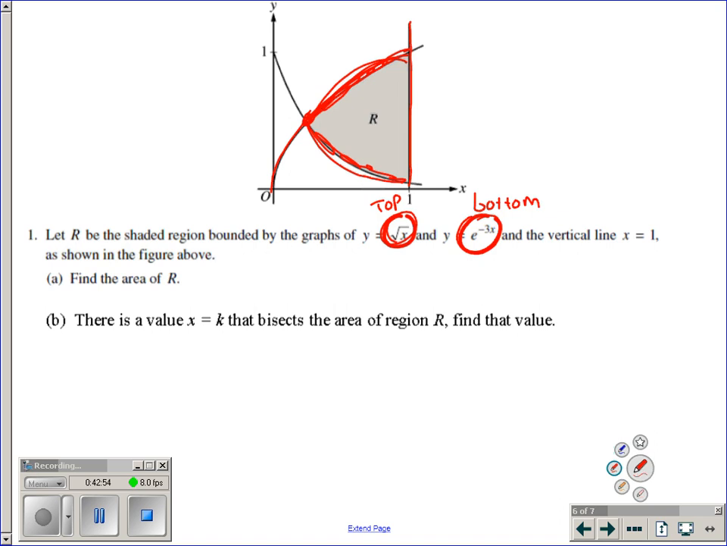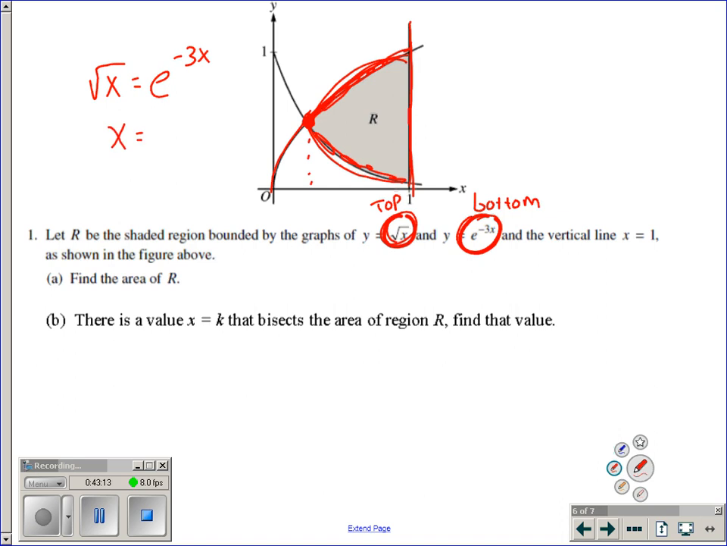Okay? So first of all, it says find the area of R. If I want to do that, I need to know my interval here. So I know that it's going as far as 1, but I need to figure out this intersection here. Since I'm back to top minus bottom, it needs to be in terms of x. So what I did is I did the square root of x equals e to the negative 3x.